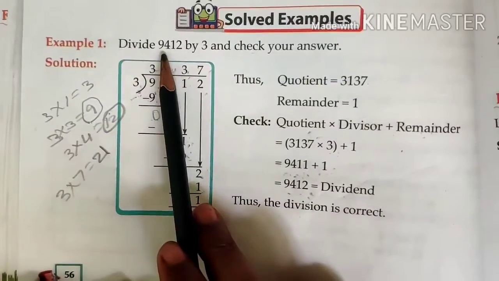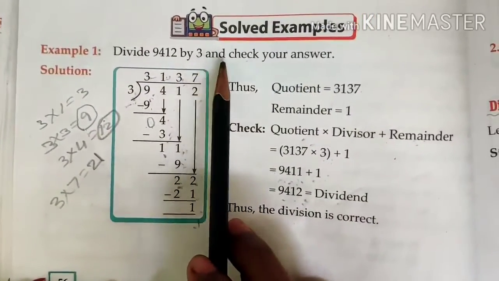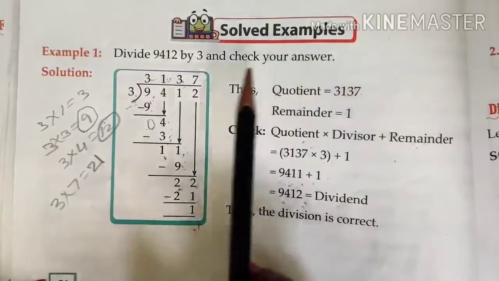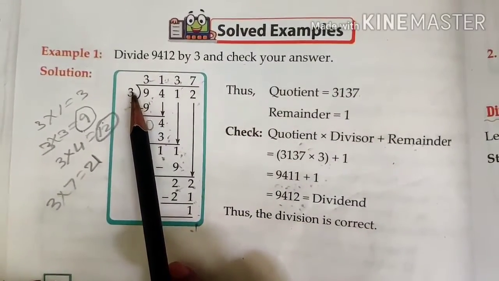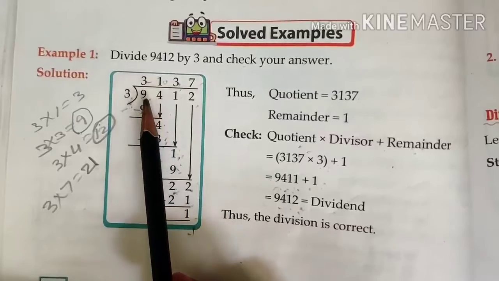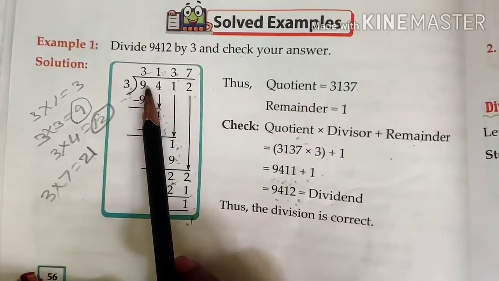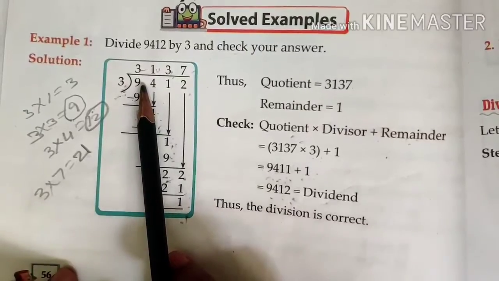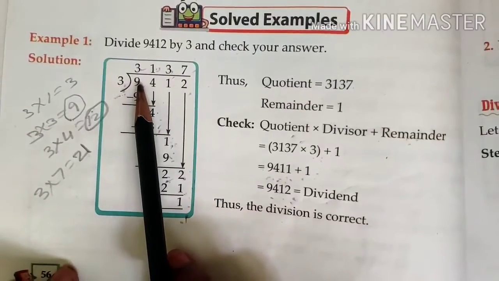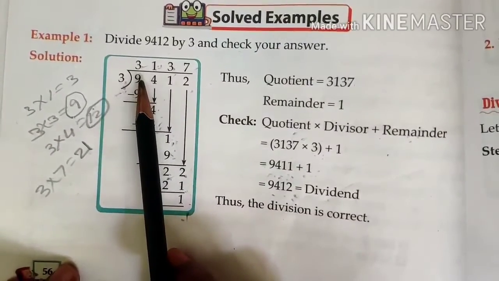Divide 9412 by 3 and check your answer. Here again 3 is our divisor and 9412 is our dividend. Let us see the first digit of the dividend, that is 9. It is greater than our divisor, so division is possible.